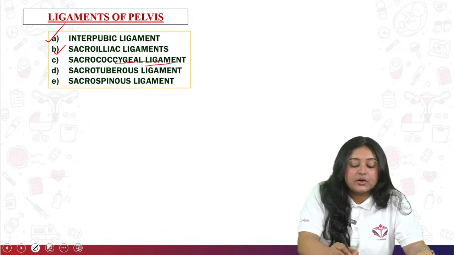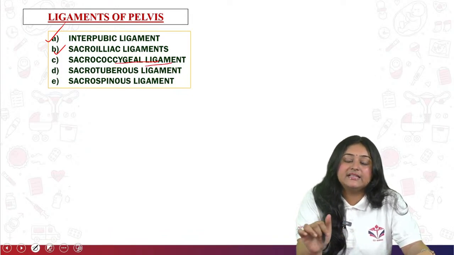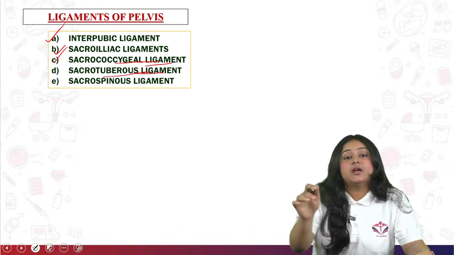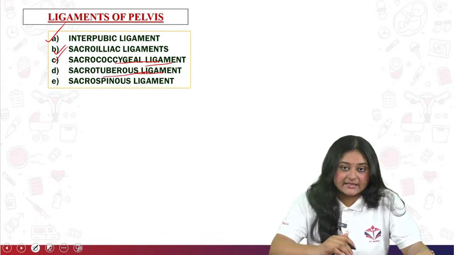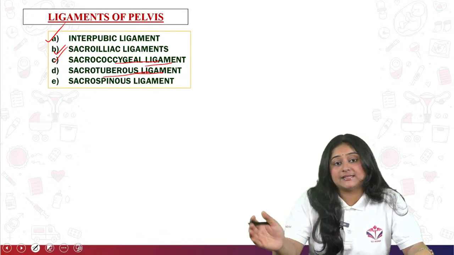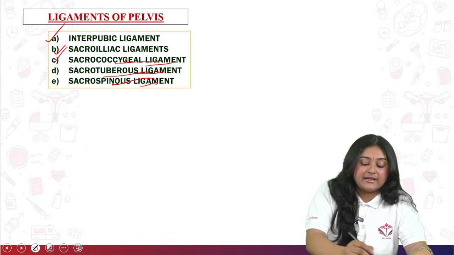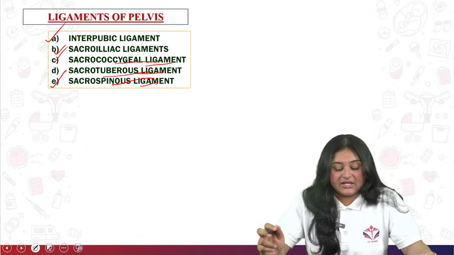Next one is the sacrococcygeal ligament, inside of the sacrococcygeal joint; the sacrotuberous ligament, which is present from the sacrum to the ischial tuberosity; and next one is the sacrospinous ligament, from the sacrum to the ischial spine.